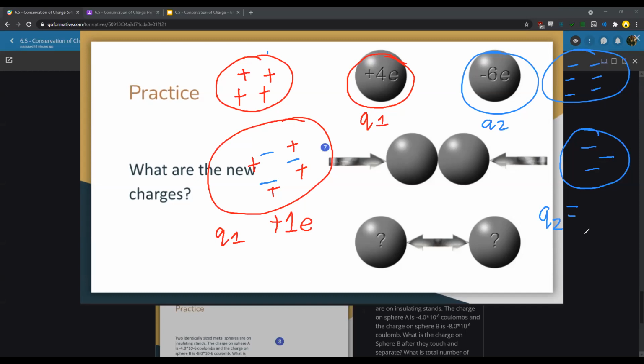The goal is to have the same charge. Wait until, let me see if I answer your question when I get to the end. Negative 3, yeah, that's correct. You have negative 3e. The charge is negative 3e.